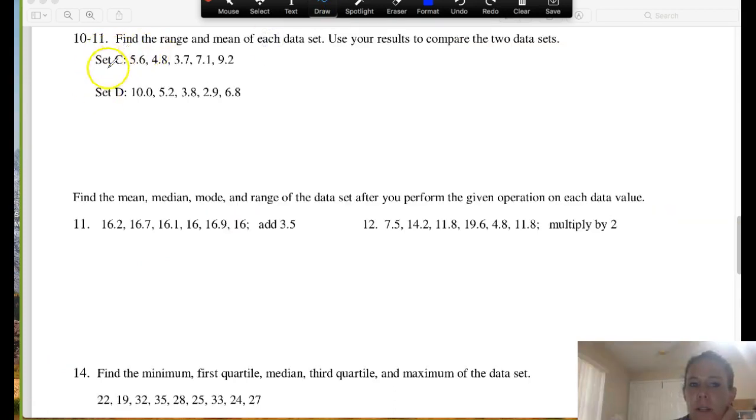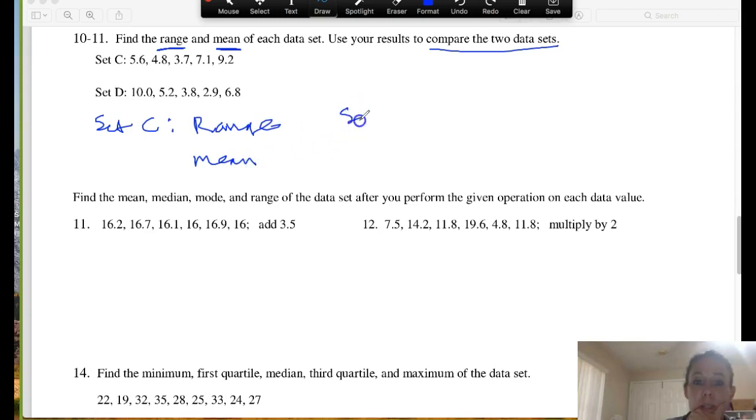Okay, they want us to compare these two sets of data. They want to know the range, how wide this data is spread out, and then the average. Then we're going to compare the two sets of data. What do we notice? So let's do set C first. Set C, okay. We need the range and the mean. We're going to do set D, and then I'll just write this out. We need the range and the mean for set D.